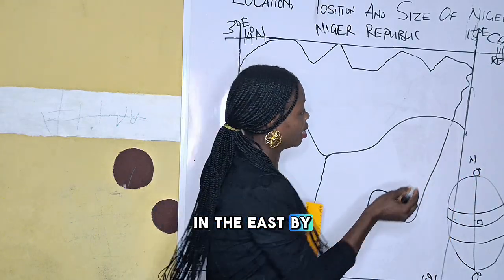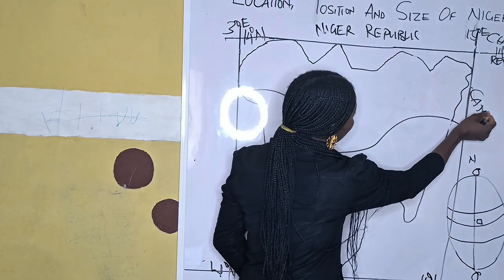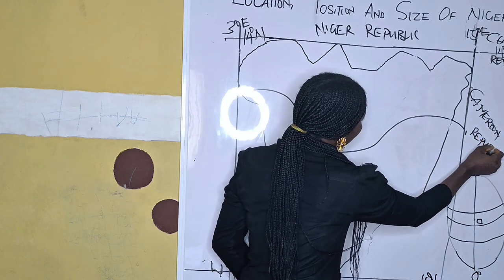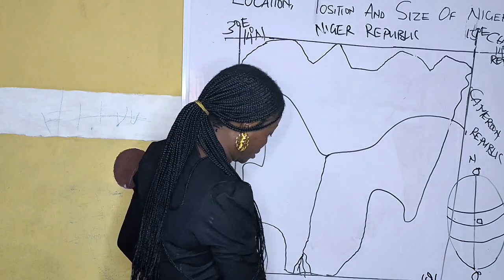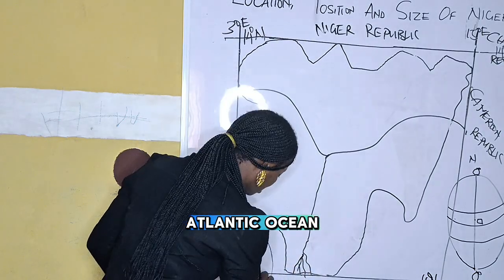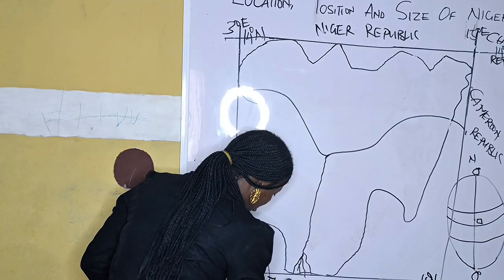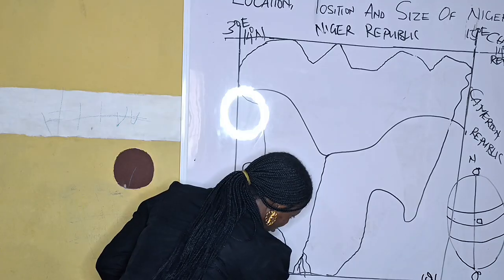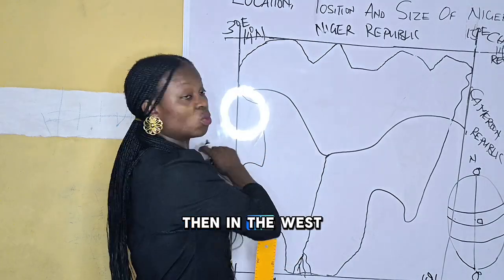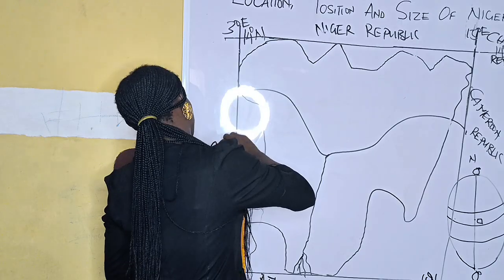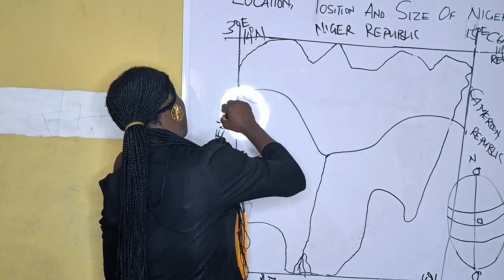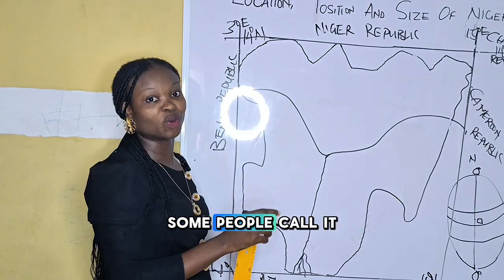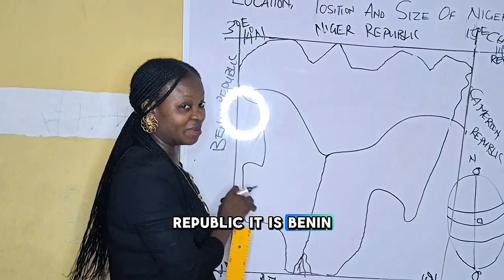In the east, by Cameroon Republic. In the south, by Atlantic Ocean. Then in the west, by Benin Republic. Because of this spelling, some people call it Benin Republic. It is not Benin Republic, it is Benin Republic.